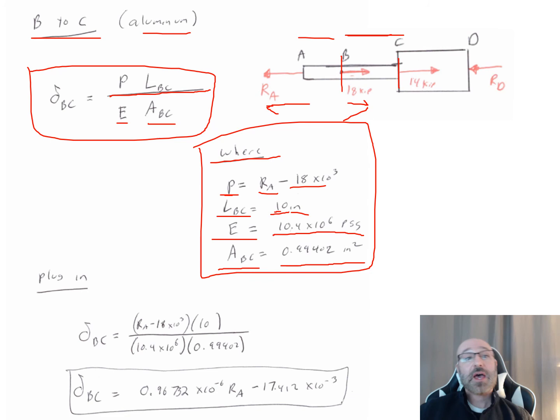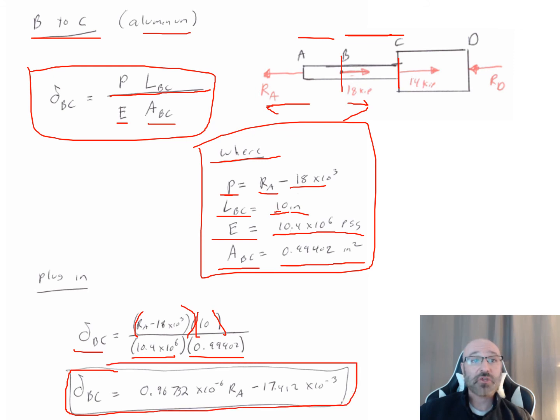Plug those all in. I can see my delta BC is equal to that load of RA minus the 18 times 10 to the third, times that length of 10, divided by my modulus of elasticity times that area of BC. I plug this all in. I end up with my deflection in BC equal to 0.96732 times 10 to the negative 6 times that same RA minus 117.412 times 10 to the negative third. So again, I still have two unknowns in one equation right here. So now, as you can imagine, we're going to move on to the next member, CD.